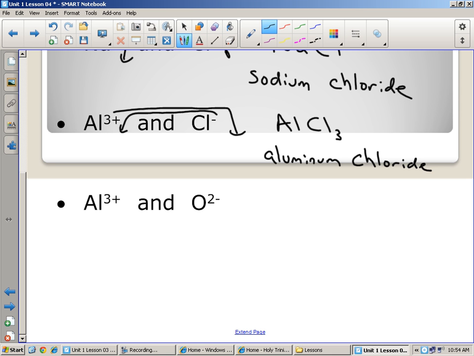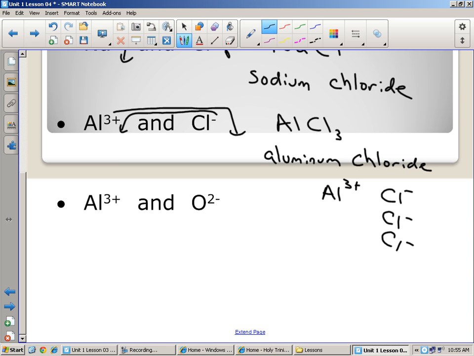Remember, lowest whole number ratios, swap and drop really comes from this, right? If you have an aluminum 3 plus, how many Cl minuses do you need to make it back to 0? Because ionic compounds, when they're combined, they have an overall charge of 0, right? So 3 chlorides, right? 3 plus, 3 minus, yes? 0. They should equal 0.